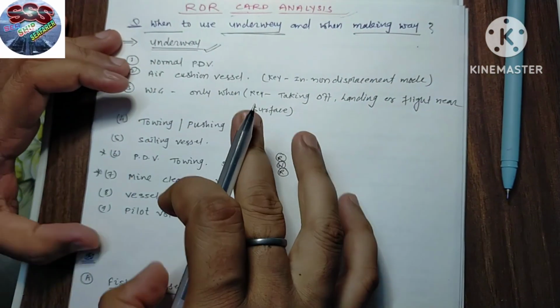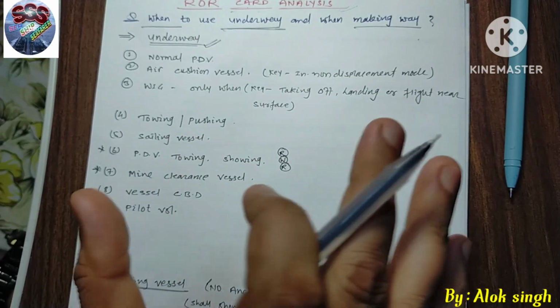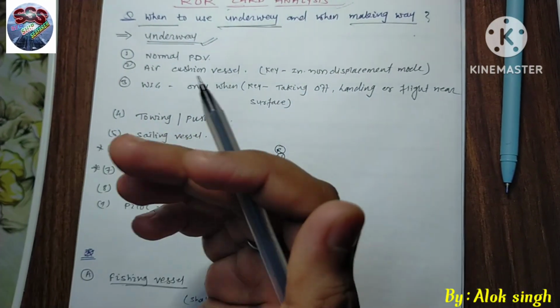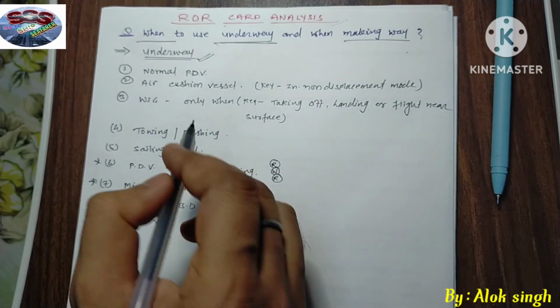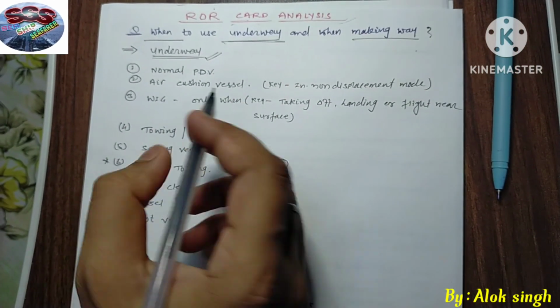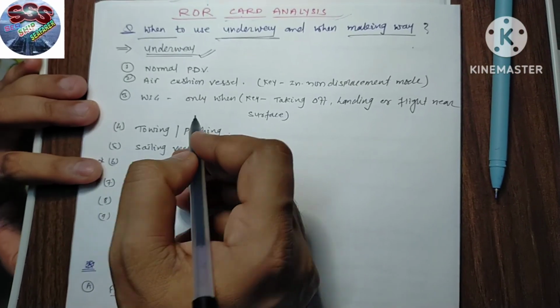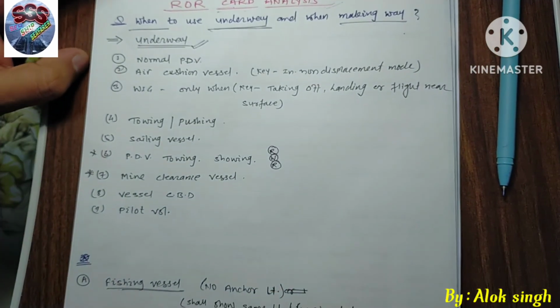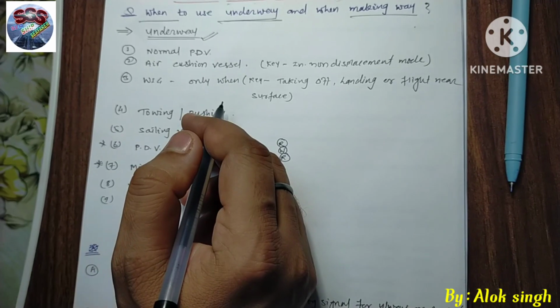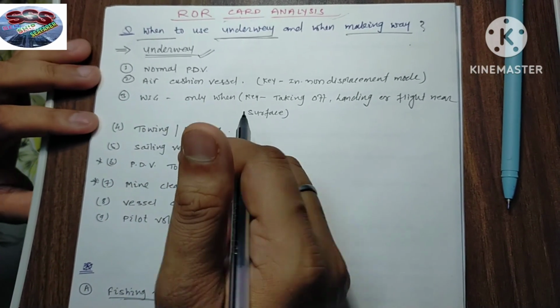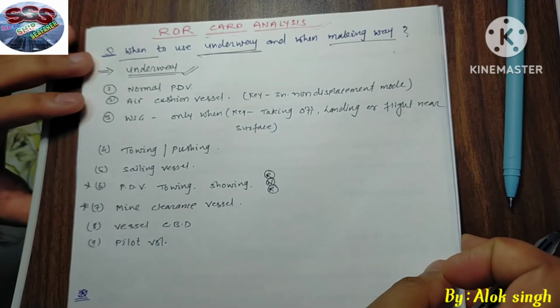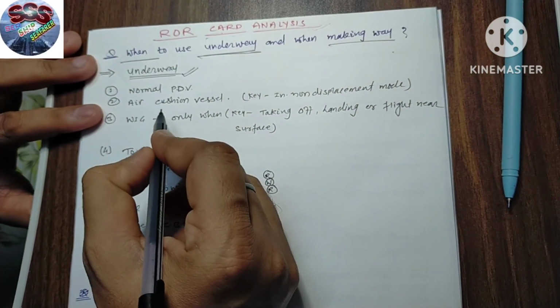For the first time I have consolidated all the places where we have to say underway. If you want to see the video only for this purpose, then this single question is enough for you, and thereafter you can skip the video. Otherwise, you can continue till the end, where I have explained each and every card, all the rules according to the card, and the mistakes we usually make in those cards.